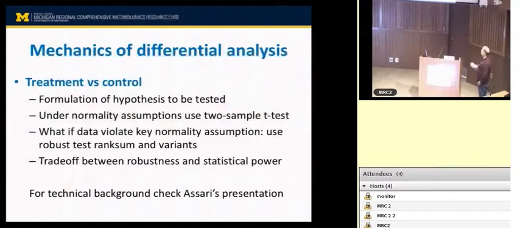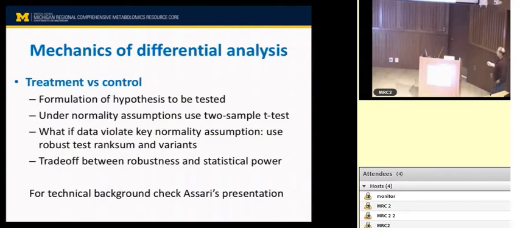So a little bit in terms of the mechanics, you need to think which question you're asking. That's when you formulate the hypothesis. And then there are some technical aspects. If you believe that your data after normalization and processing and so forth more or less follow a normal distribution, then you go with the usual, the good old two-sample t-test. On the other hand, if the data strongly violate this assumption, then this may not be particularly appropriate. So you may need to resort to robust alternatives.